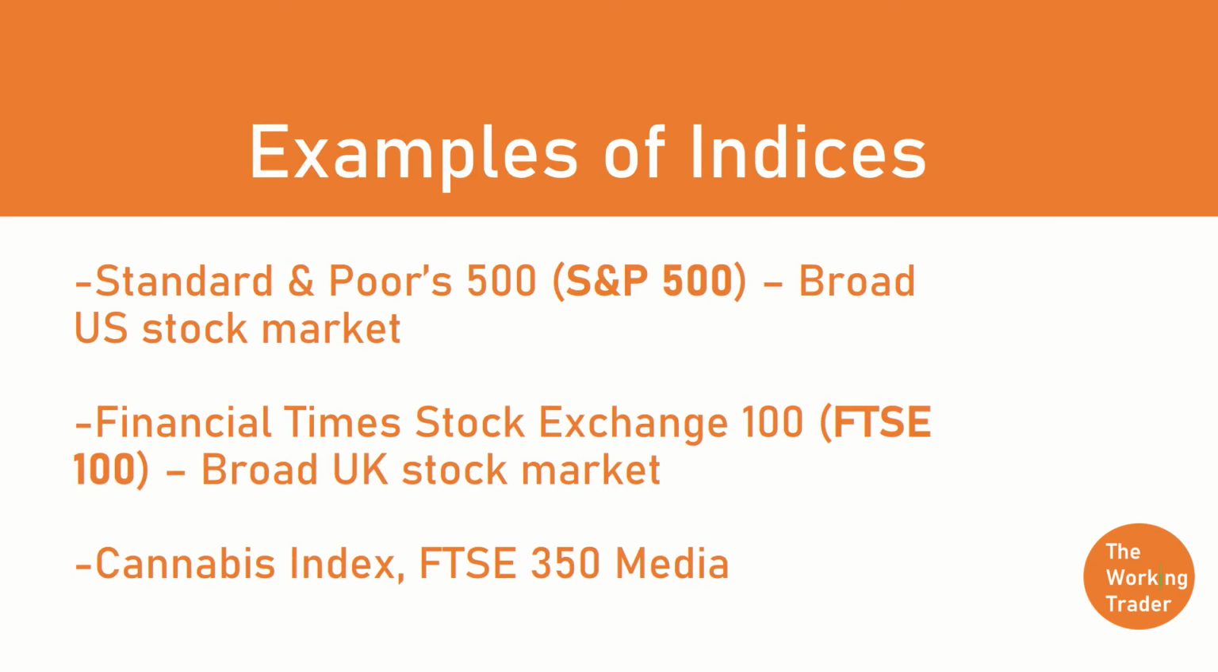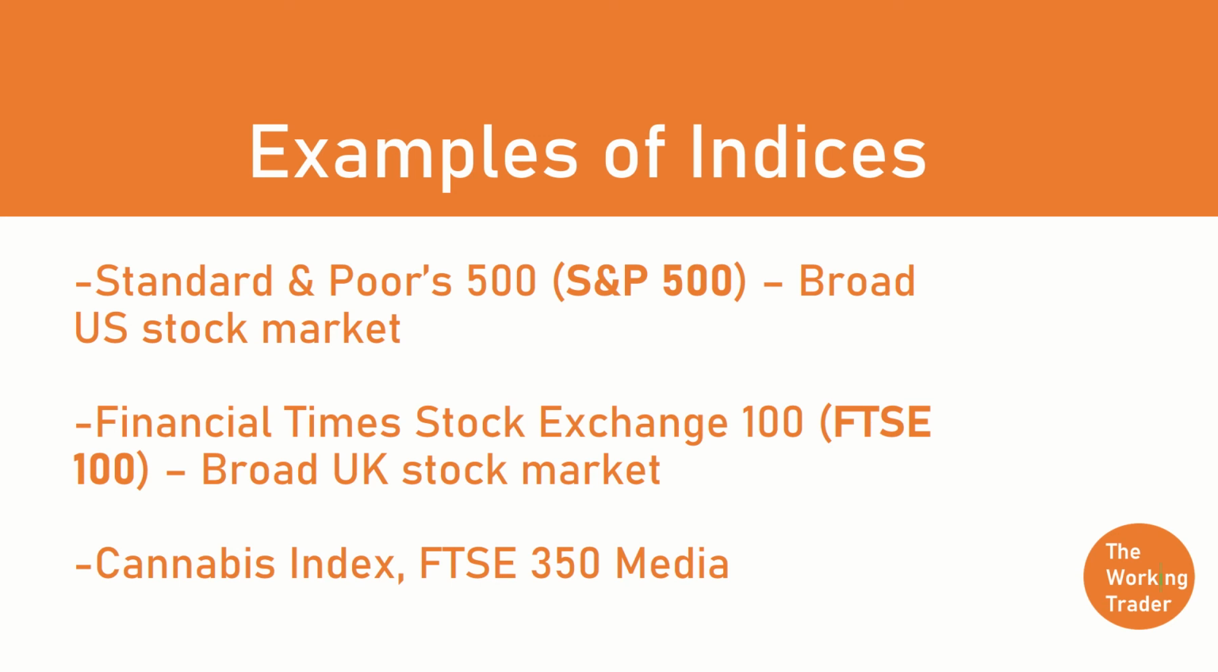So what are some examples? Well, as I mentioned, we have Standard and Poor's 500, known as the S&P 500, and that is the broad US stock market, or at least the 500 largest companies in the US. And that's probably the most famous index in the world nowadays anyway. And you also have the Financial Times Stock Exchange 100, so that's the full name of the FTSE 100. So when you hear people talking about the FTSE 100, it's the 100 largest companies in the UK, the broad UK stock market, and that's generally what they're talking about.